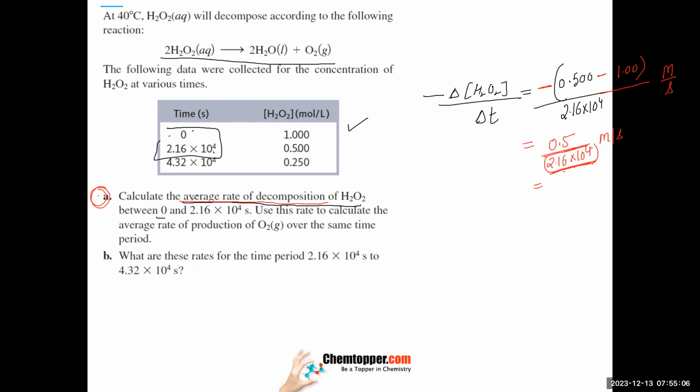How many sig figs? We are going to take 3 sig figs. So the answer is 2.31 times 10 raised to power minus 5 molar per second.